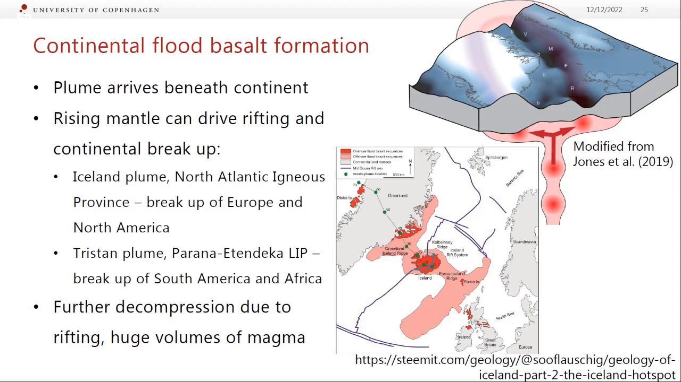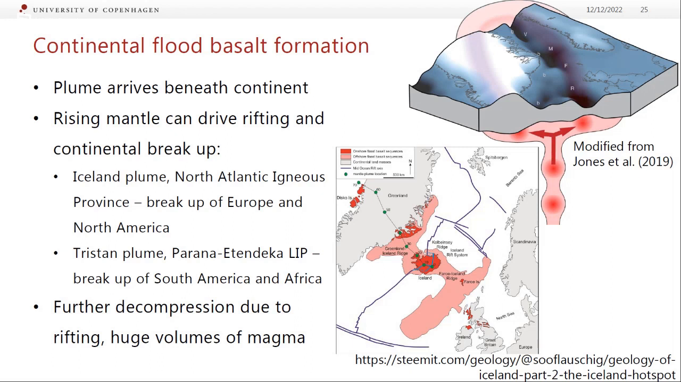Because you have the combination of a hot plume and rifting, similar to a mid-ocean ridge, the mantle can decompress a lot. So we can have adiabatic decompression to a very shallow level, but we've got a really hot plume as well. So you have extra volcanism because of the rifting, and extra volcanism because of the high temperature. So we get massive, massive volumes of magma.